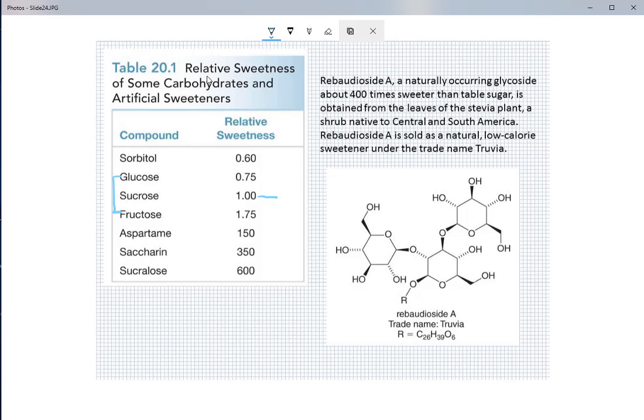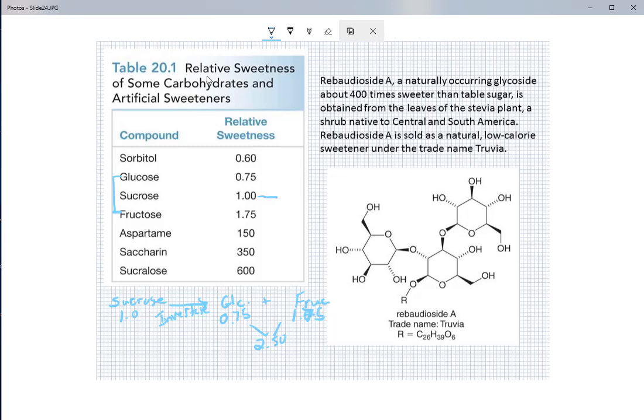But notice this, if we took sucrose, which has a value of 1.0, and we hydrolyze it. There's an enzyme called invertase that hydrolyzes sucrose, and we will get glucose and fructose. Now glucose, of course, is a little bit less sweet, but fructose is a little bit sweeter, 1.75. You put the two together, right? You get something that is 2.5 times sweeter than sucrose.